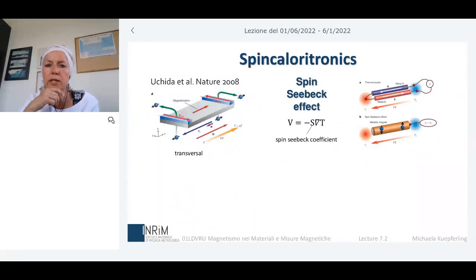So what can we do now that we have the possibility to reveal spin currents? We can reveal spin currents that are produced in quite particular ways. And this happens in spin caloritronics, and our group was quite active in this field. Here you can see a paper of 2008 published by Uchida. It revealed the so-called spin Seebeck effect.